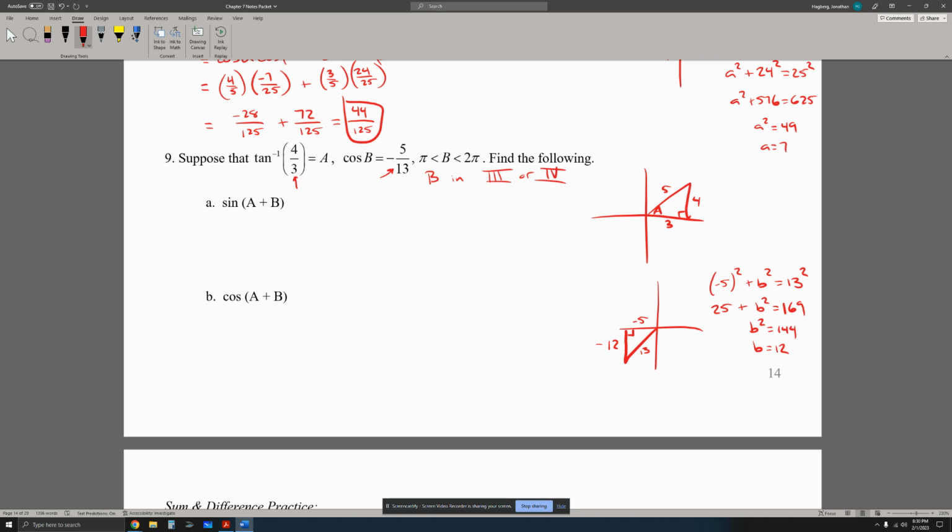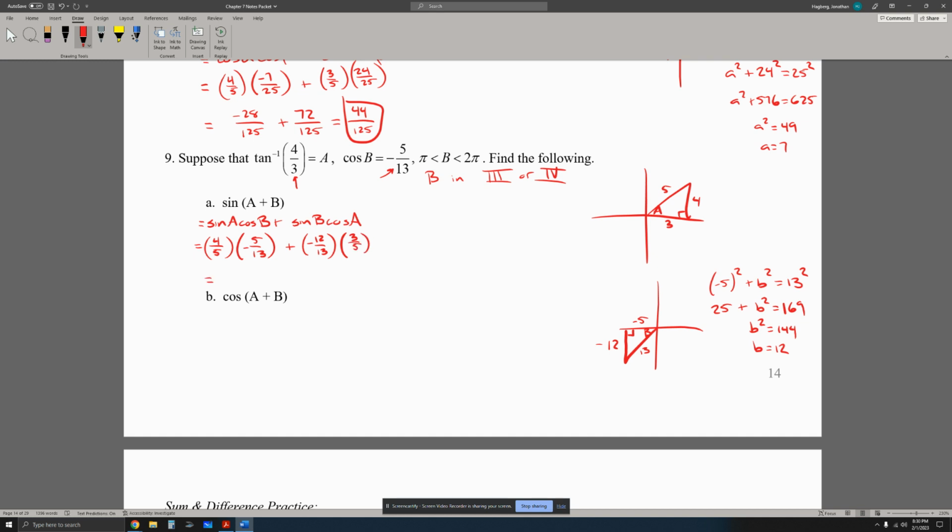Okay, part A, we have sine of A plus B. Oh, let's label angle B. There we go. So this is equal to the sine of A cosine B plus sine of B cosine A. Okay, so sine of A is equal to the opposite over hypotenuse. So that first triangle, opposite over hypotenuse, is 4/5. Cosine of B, second triangle, we're looking at negative 5/13. In fact, that one was given to us. Adjacent over hypotenuse. So sine of B is opposite over hypotenuse, so negative 12/13. And then cosine A is adjacent over hypotenuse in that first triangle, 3/5.